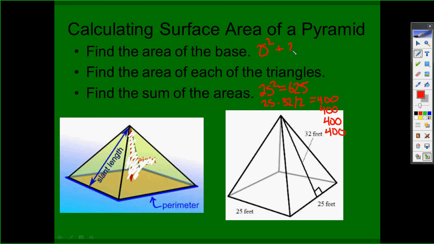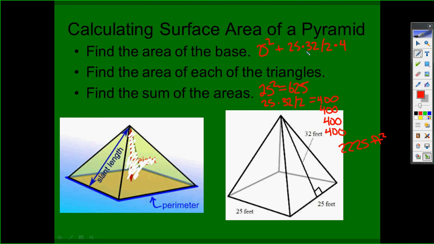Up here, I can do 25 times 32 divided by 2, and then multiply that by 4 because I have 4 of the triangles. So this gives me the area of my square base plus the area of one triangle times 4 gives me my 5 faces. Down here I can see 400, 800, 1,200, 1,600, plus 625 is going to be my surface area, 2,225.